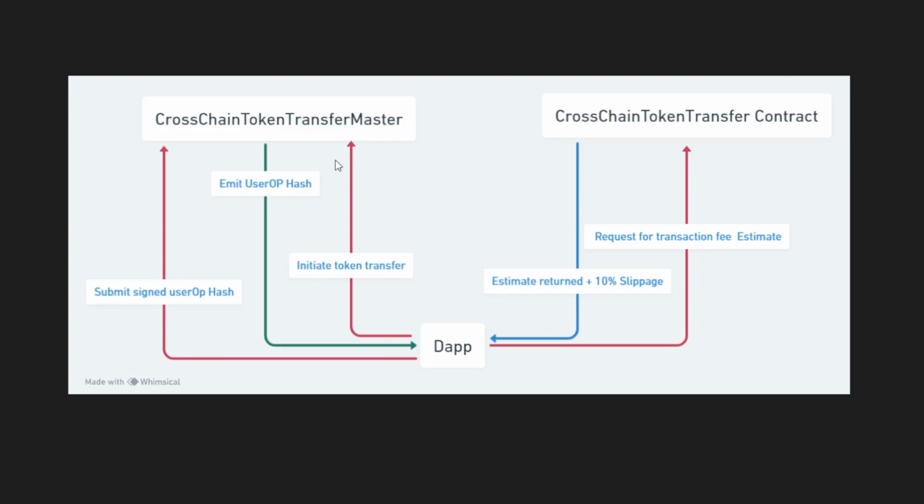The user approves our cross-chain token transfer contracts with some ERC20, or maybe approves the contract with some LINK. Once this is done, a user op hash is generated and the event is emitted. The dApp tracks this event, and once this event is detected, the dApp signs it and submits it to the smart contract, where it's submitted to the entry point.